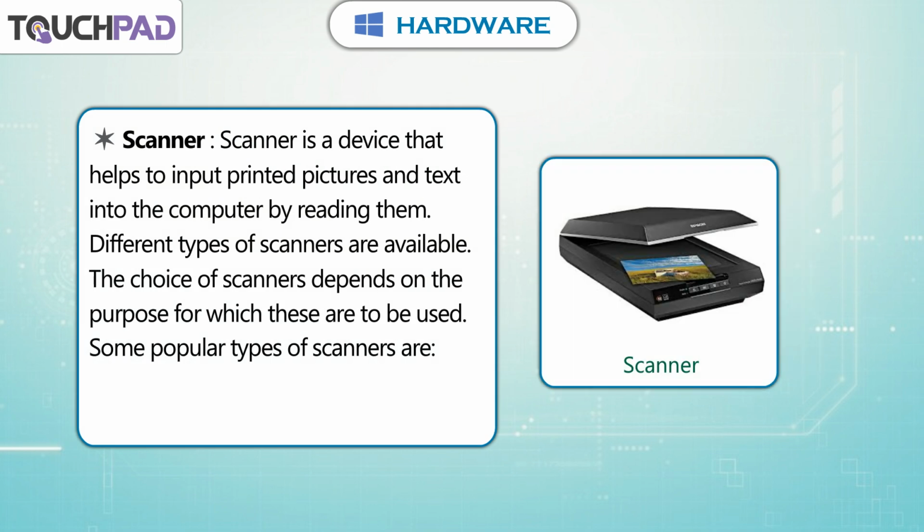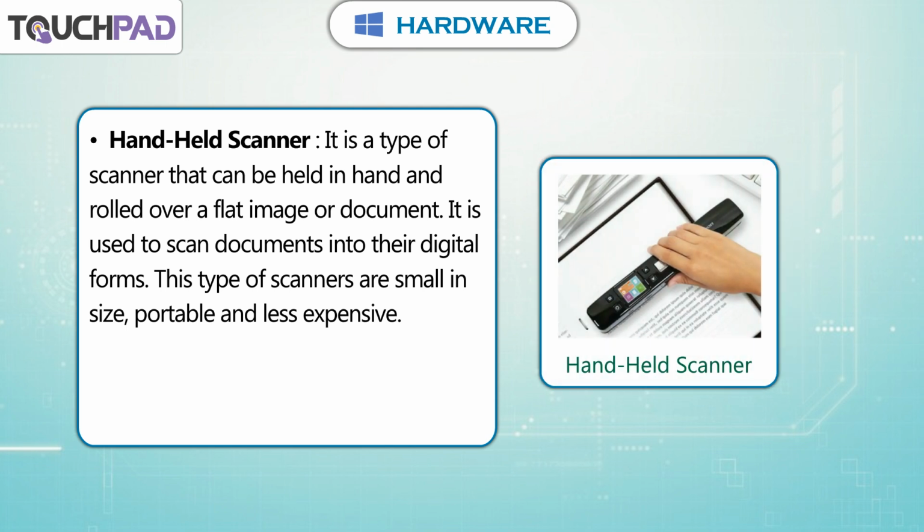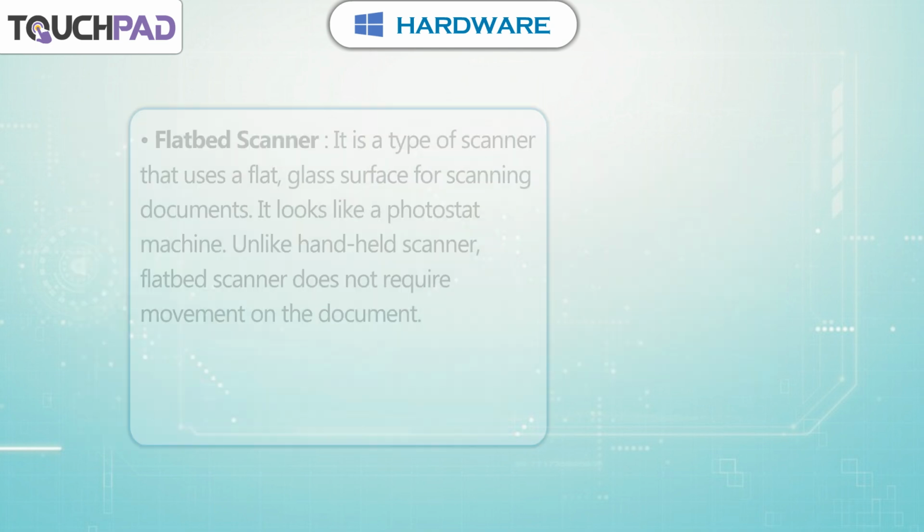Scanner. Scanner is a device that helps to input printed pictures and text into the computer by reading them. Different types of scanners are available. The choice of scanners depends on the purpose for which these are to be used. Some popular types of scanners are handheld scanner. It is a type of scanner that can be held in hand and rolled over a flat image or document. It is used to scan documents into their digital forms. This type of scanner is small in size, portable, and less expensive.